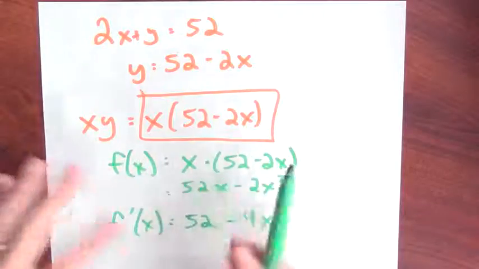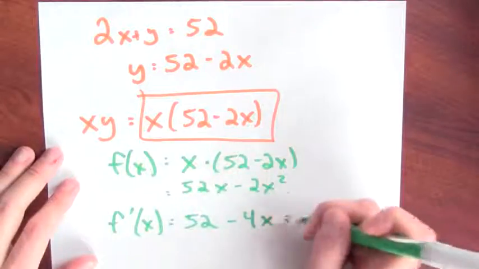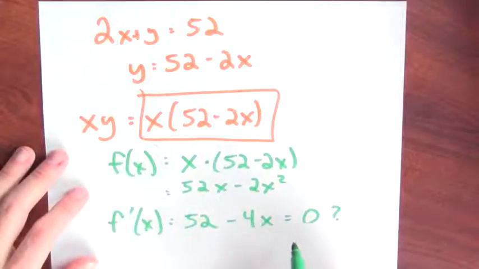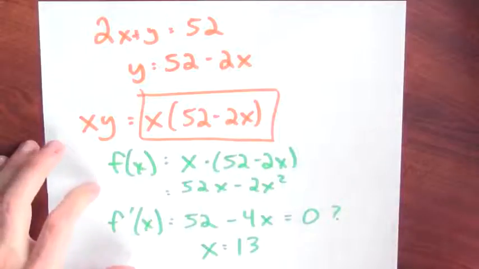This function's a polynomial, so it's differentiable everywhere. The only thing I have to worry about then for critical points is when this derivative is equal to 0. So for what values of x is that equal to 0? Well, the only place where this derivative is equal to 0 is when x equals 13.